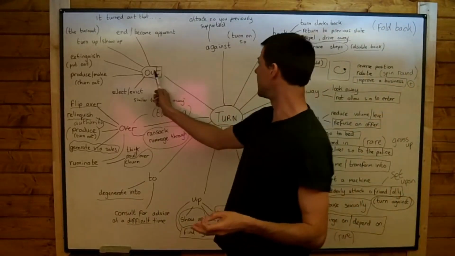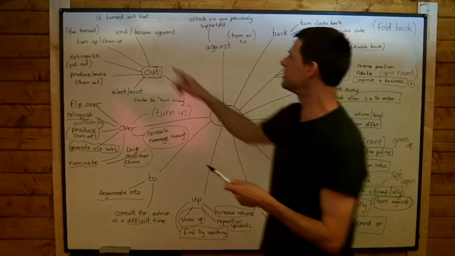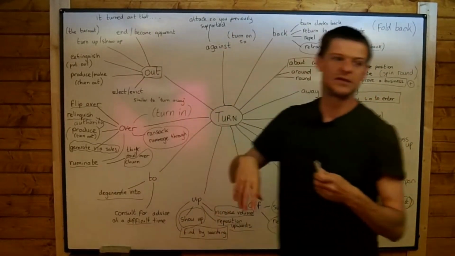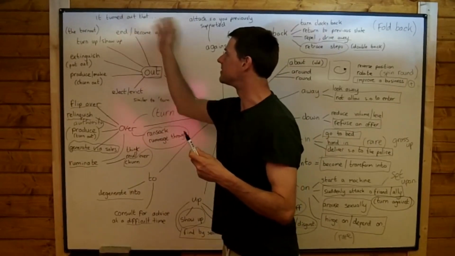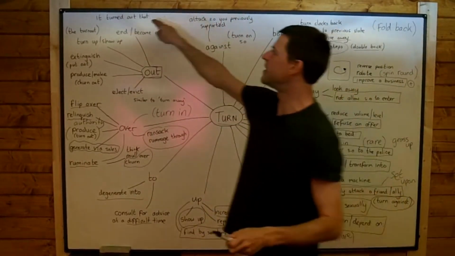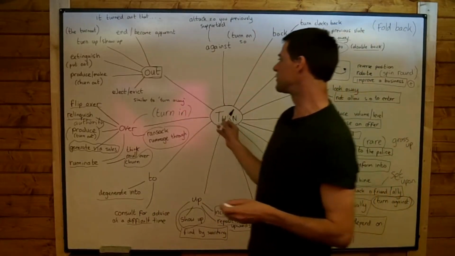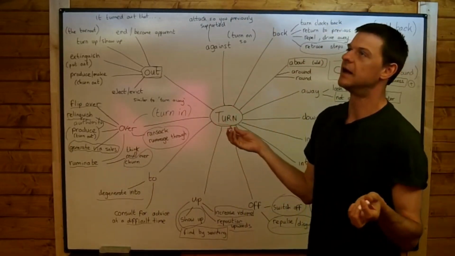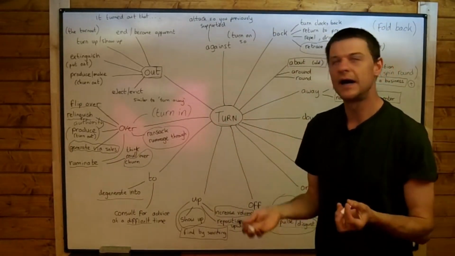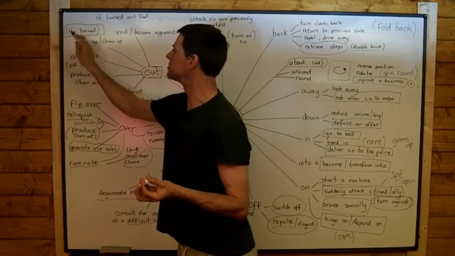So last one now, last two, turn out. If you use it like this, it turned out that, you mean that it became apparent that, it ended up that. And that's a very common expression, it turned out that. But you can also say nobody turned out at the concert, meaning nobody turned up at the concert. And we even talk about the turnout in an election, for example.